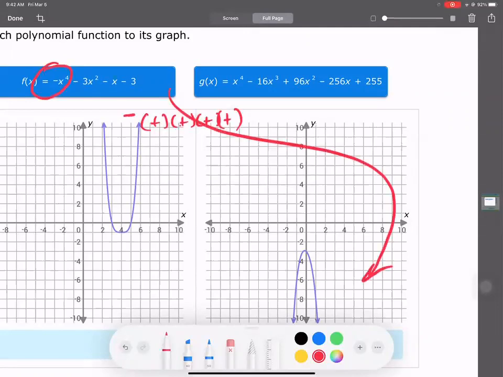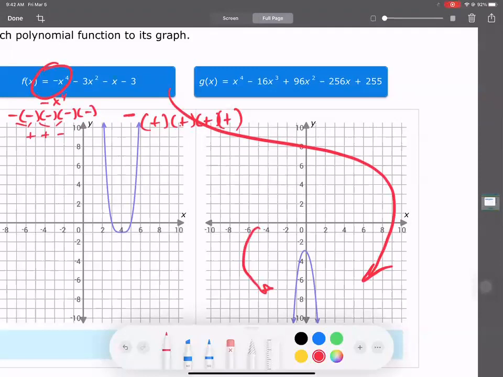But what about on the left side? What's a negative times a negative times a negative times a negative? What I'm saying is this is x to the fourth with a negative in front. Negative, negative, negative, negative, that's positive. Positive times negative stays negative. Look at the left, that also goes negative.